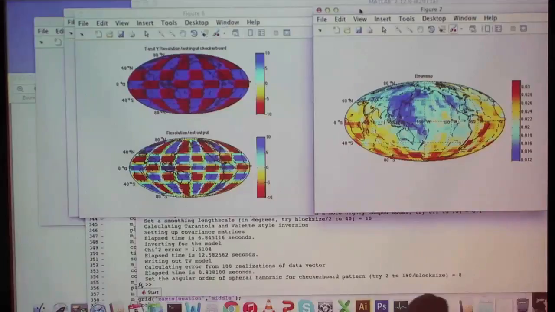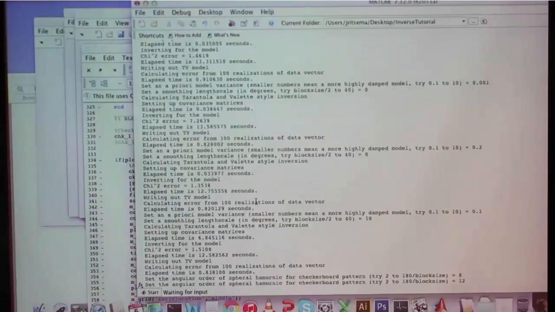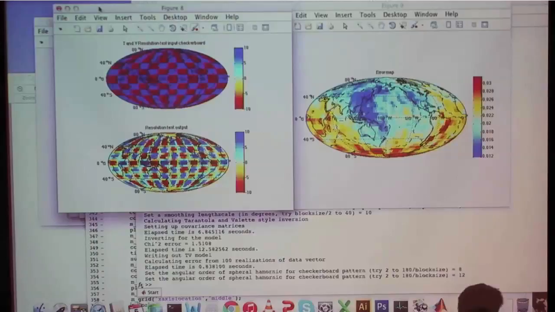Okay, so let's try to be optimistic and make this pattern a little bit shorter wavelength. So we run this again, and I'm going to make this now degree 12. Here's degree 12, shorter wavelength structures, still pretty good. But you may see something already that we saw in the hit count map as well. You're starting to see that the recovery of the checkerboards is a little bit better in the northern hemisphere than in the southern hemisphere, at least I can see it from where I'm standing.